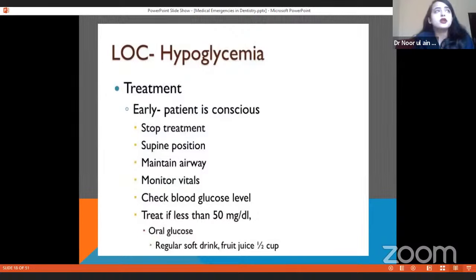You should keep sweeteners with you, and some soft candies or something which will increase your blood glucose level quickly. Regular soft drink, fruit juice. I always ask my patients to have mango juice because that's got a lot of sugar in it.